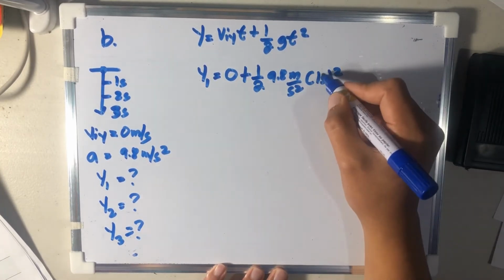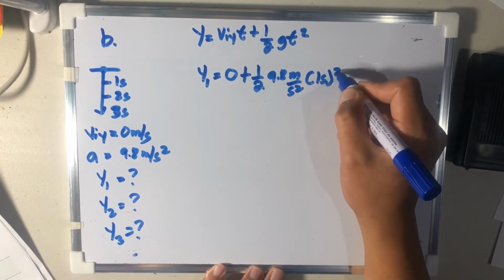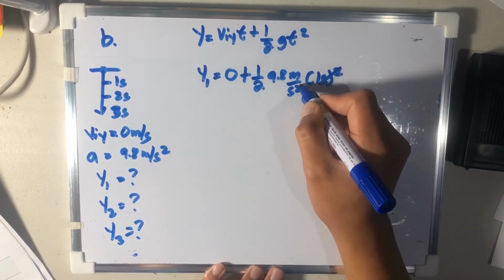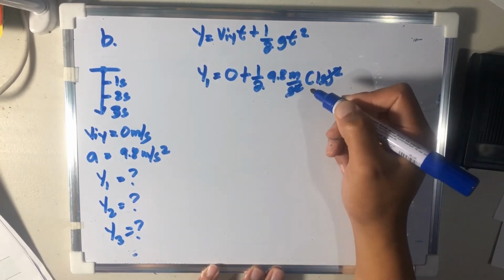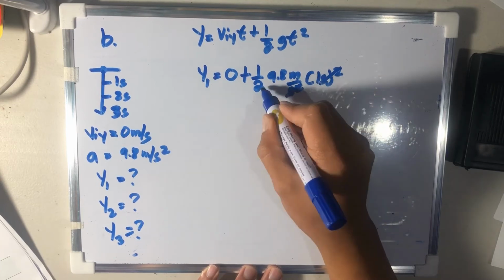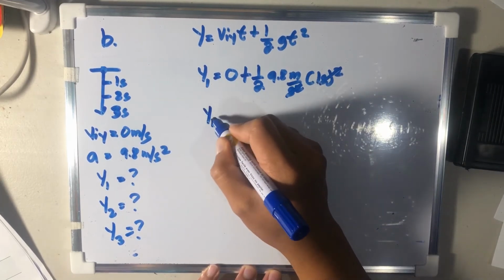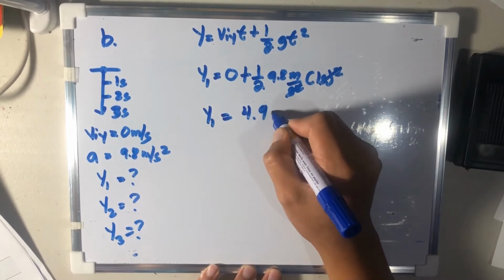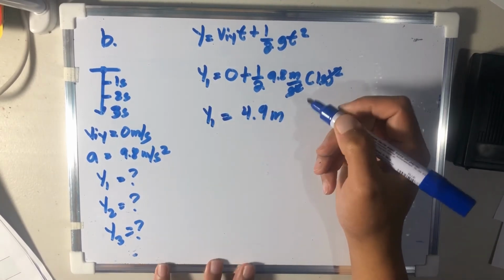So 1 times 1 is still 1. So this is second squared in the numerator, then there is a second squared in the denominator, so that will be cancelled. So that is 9.8 times 1 divided by 2. So that will give us y1 is equivalent now to 4.9 meters.